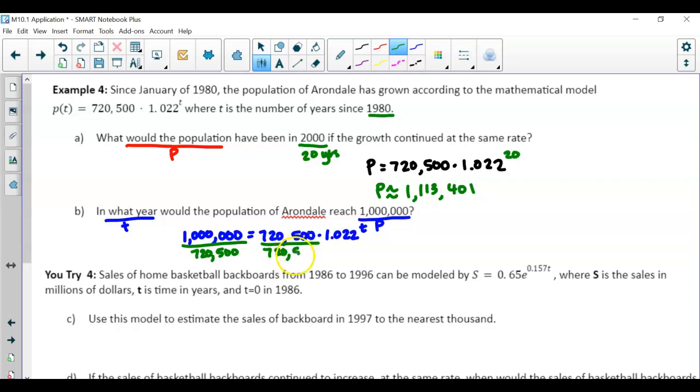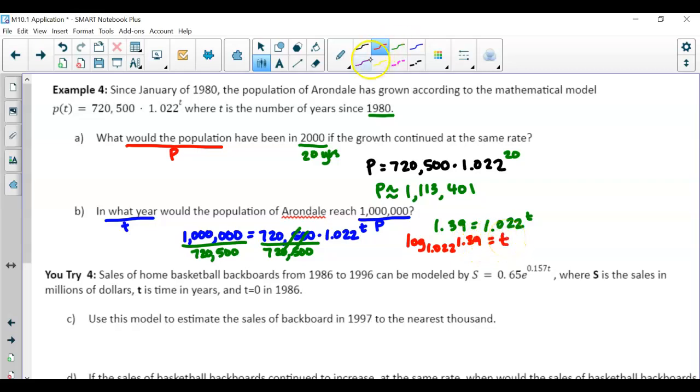So 720,500. So now here, when you divide, you get approximately 1.39, which is equal to 1.022 raised to the T power. So now I can continue with the inverse, but to bring this exponent down, we write the inverse, which is the log. So this is now log with a base of 1.022 of 1.39, which is equal to t.